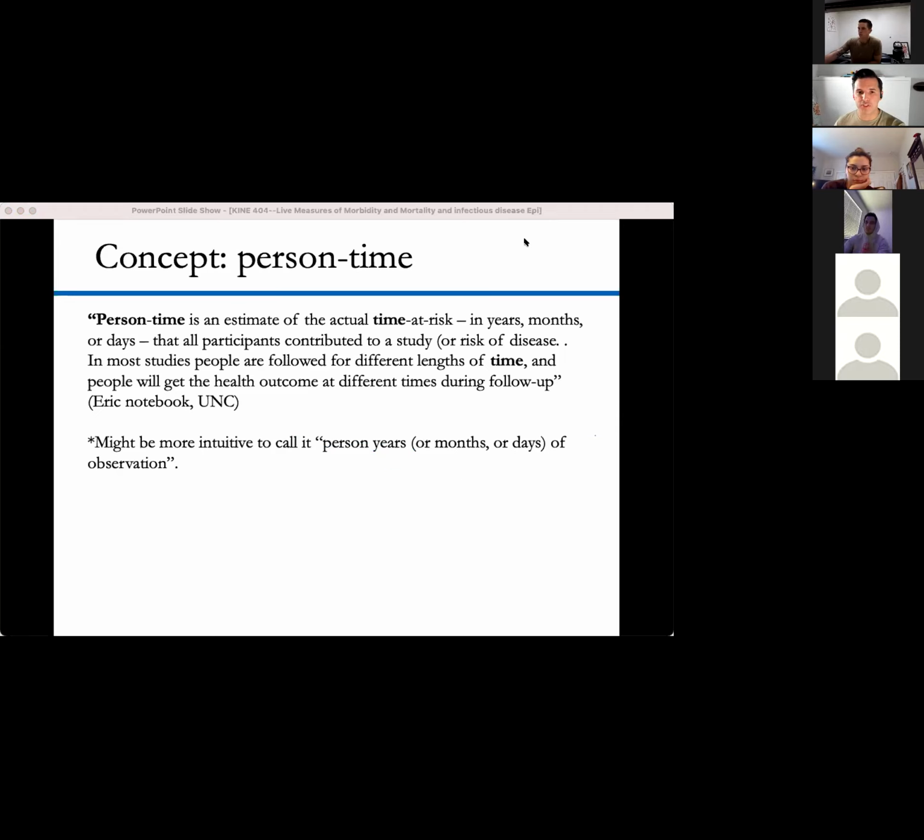And we calculate that in years, months, or days, or weeks, or whatever it is that is, sorry, my cat just knocked down something on my desk like cats do.